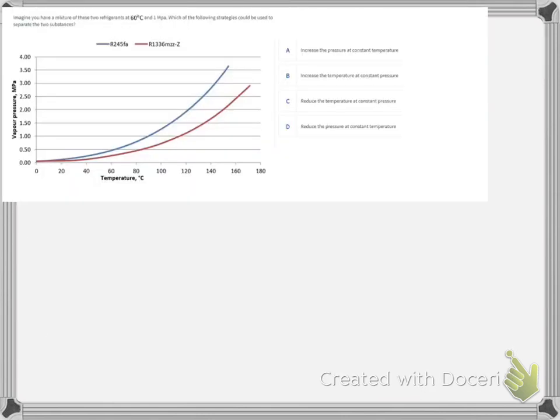Okay, so this question is about navigating. First, at 1 megapascal and 60 degrees Celsius, we are in the liquid region. So liquid blue and liquid red. We are to the left of both of the curves.